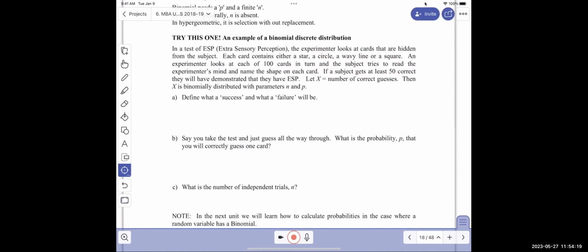So where we define X as the number of correct guesses, is X a binomial? We need to test. We need to verify these 3 criteria. In the first case, define what a success is and what a failure is. So success would be getting a correct, or correctly guessing, right?